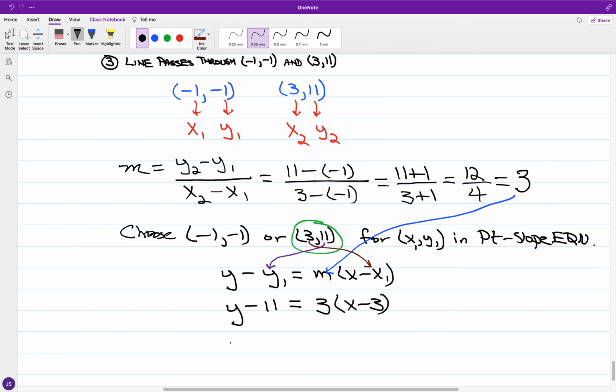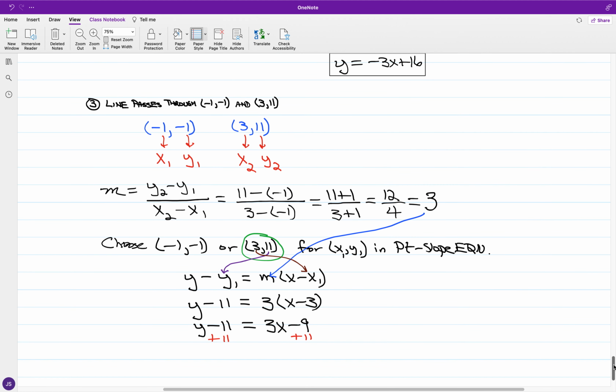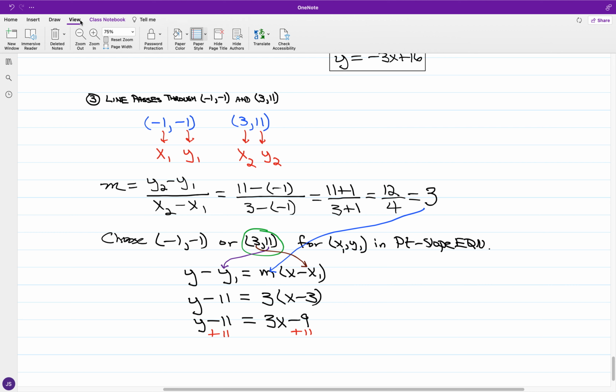Now for the slope intercept, if we follow through, we have y minus 11 is equal to 3x minus 9, and getting y by itself upon adding 11 to both sides.